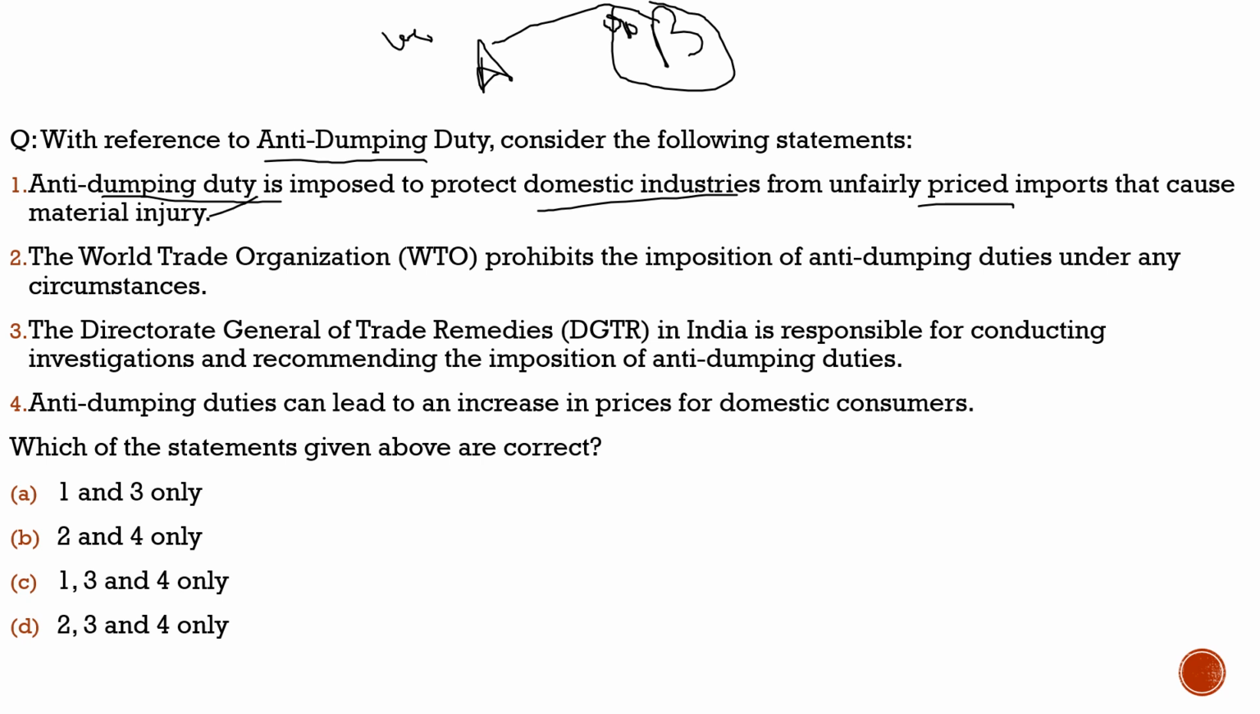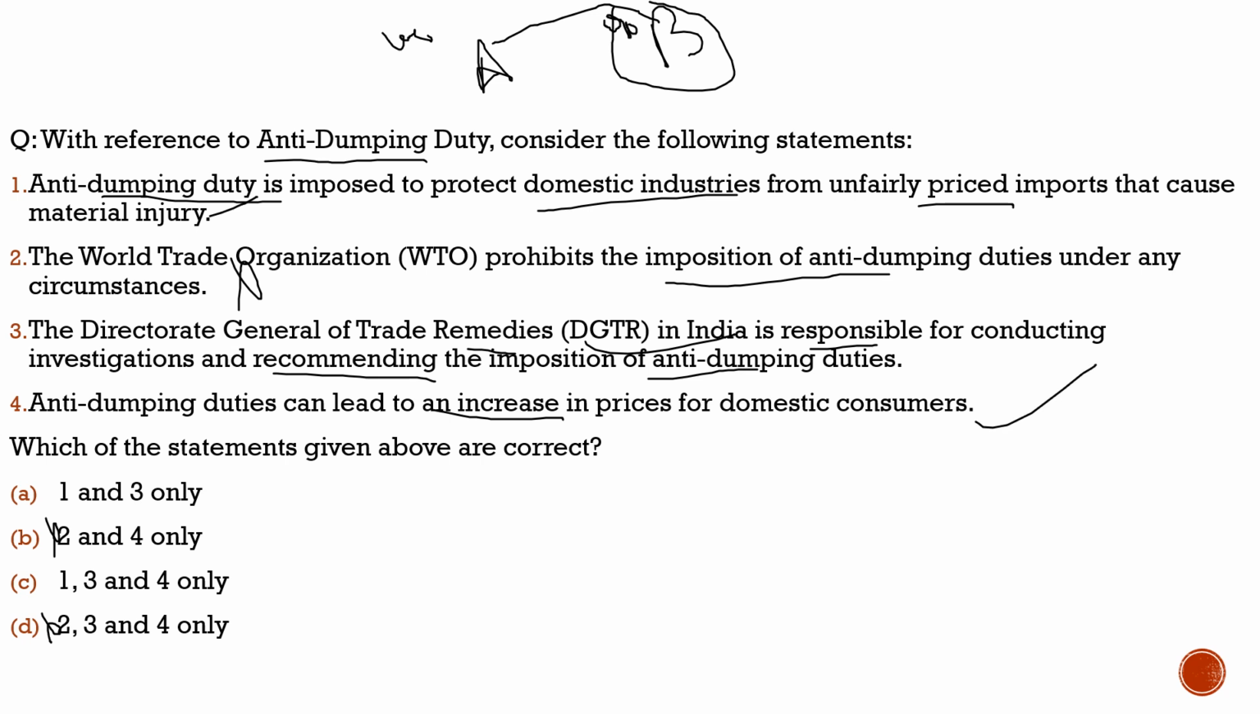Second statement, the World Trade Organization prohibits the imposition of anti-dumping duties under any circumstances. Totally incorrect. This is a totally nonsense statement. So statement B is incorrect, statement D is incorrect. Third statement, it says that the Directorate General of Trade Remedies in India is responsible for conducting investigations and recommending the imposition of anti-dumping duties. 100% correct, nothing wrong with the statement. Fourth statement, anti-dumping duties can lead to an increase in prices for domestic consumers. The anti-dumping duties can lead to that, 100% correct.